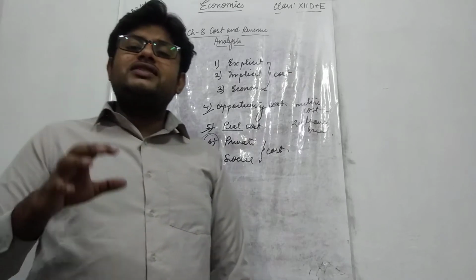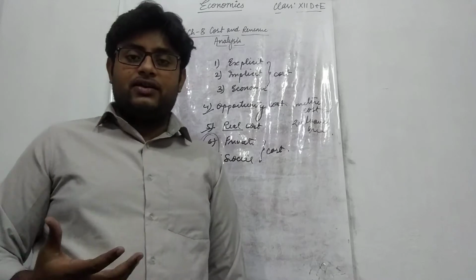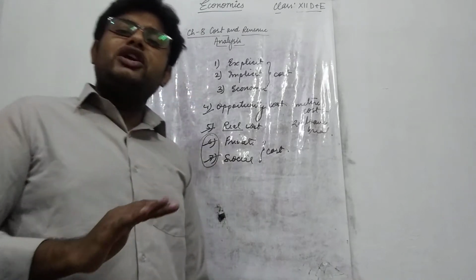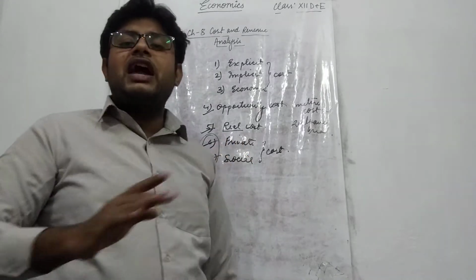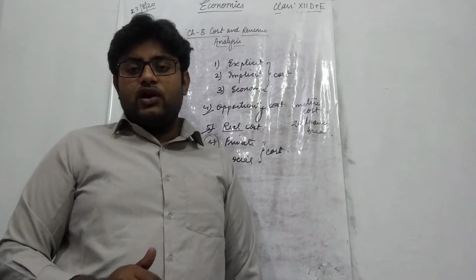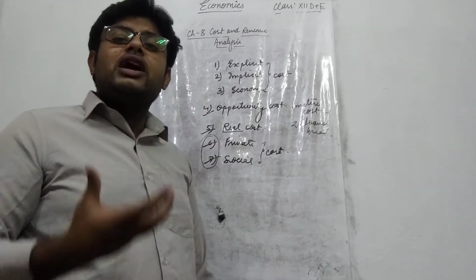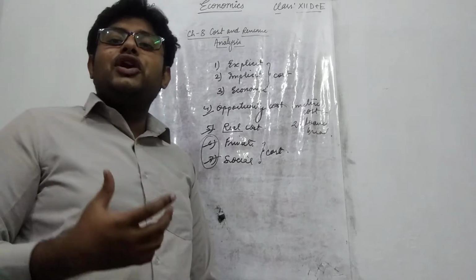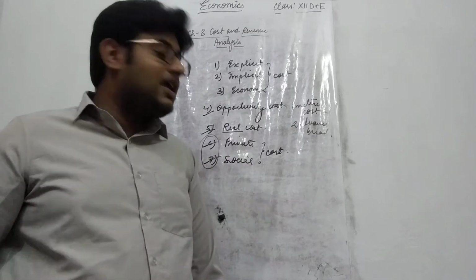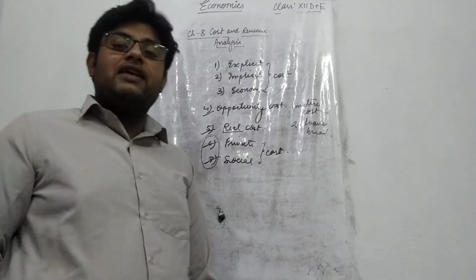Your private cost is nothing but whatever a particular producer has to incur in producing a commodity. That is your economic cost only. There is no difference between private and economic cost. Both costs are similar in nature. Whatever expenditure a particular producer has to incur in producing and supplying commodities, that is your private cost. That cost incurred is your private cost.